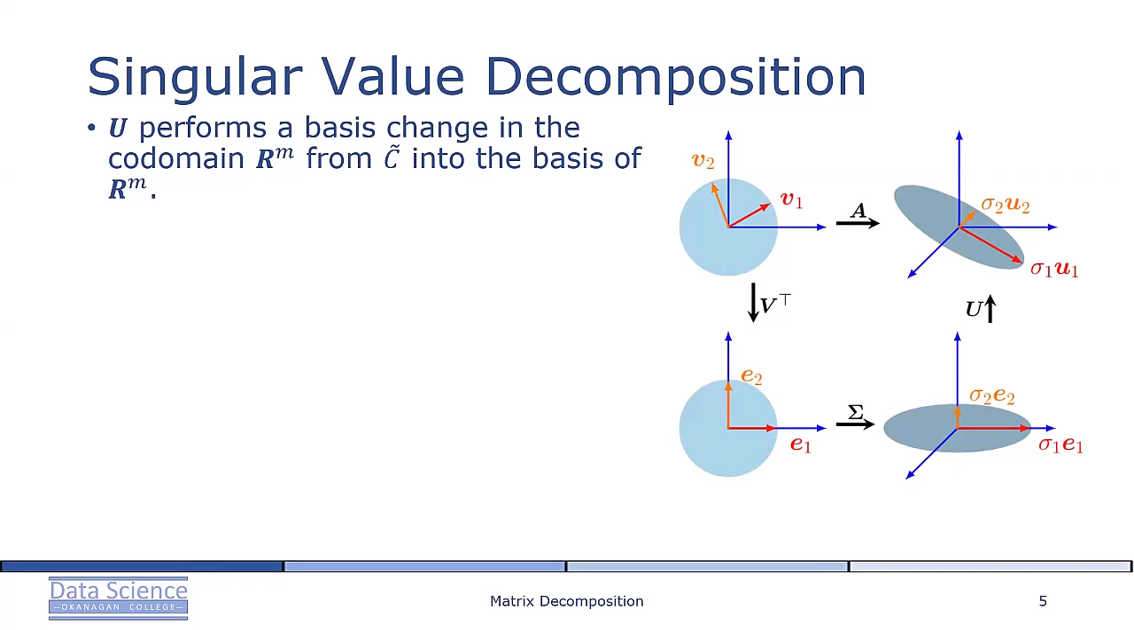The singular value decomposition expresses a change of basis in both the domain and codomain. What makes the singular value decomposition special is that these two different bases are simultaneously linked by the singular value matrix sigma.